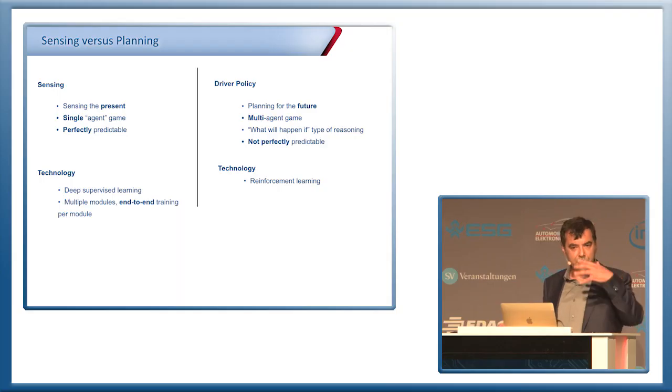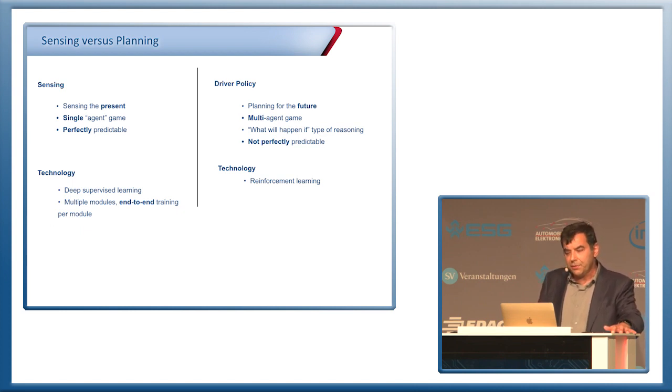And it's perfectly predictable. That means if you give me enough input-output examples, I can put in a machine learning algorithm that will learn how to predict, given an image, given sensory information, where all the objects are. The technology is deep supervised learning. It's part of machine learning. Today it's very popular to talk about that, but this is really the tool for sensing the present.